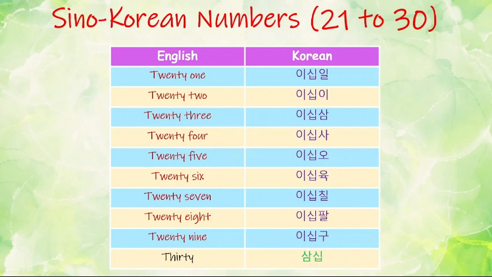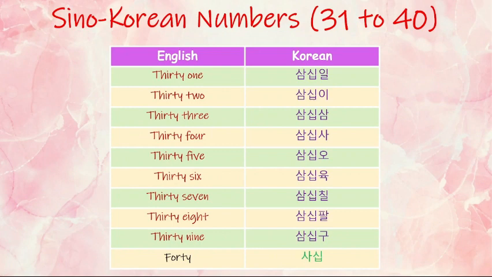Next come numbers from 31 to 40. Let's see. We saw 30 is sam shib. So 31 is a combination of 30 and 1. So it will be sam shib il. Similarly, sam shib E, sam shib sam, sam shib sa, sam shib o, sam shib nyuk, sam shib chil, sam shib pal, sam shib ku. And 40 is 4 times 10. So it will be sa shib. In the Sino Korean number system, 4 is sa. So 40 is sa shib.